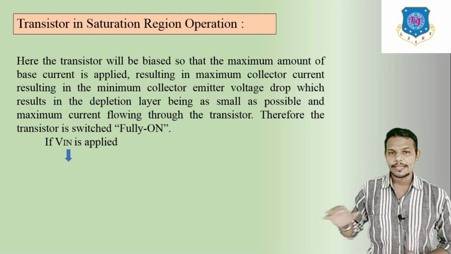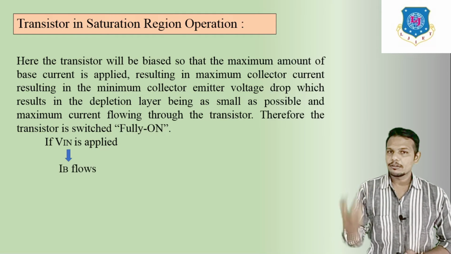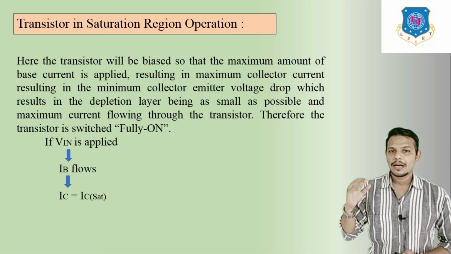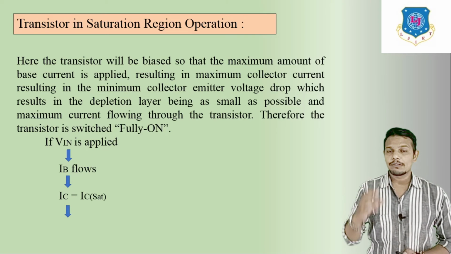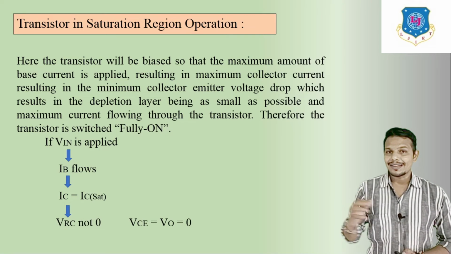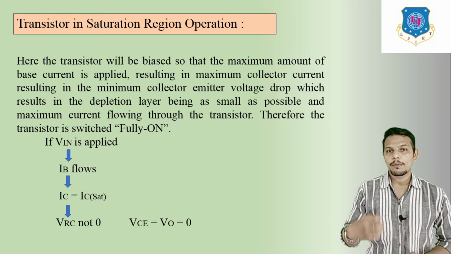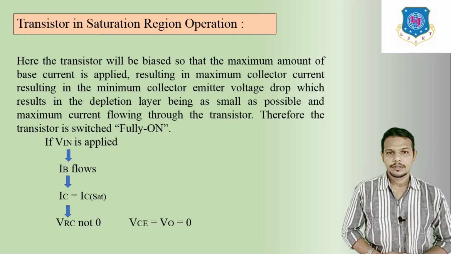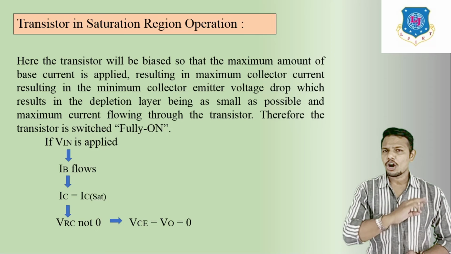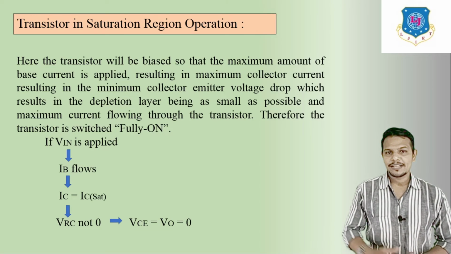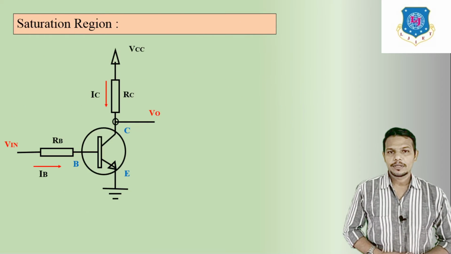seen. Here we can see, if we applied V in of any value, IB flows. If IB flows, that means IC becomes saturated IC. If IC is equal to IC saturated, that means VRC is not equal to 0. That means there will be a voltage drop across that collector resistance. That means if there is a voltage drop present, VCC is not equal to your output voltage. That means VCE is equal to VO is equal to, we can say, 0. So be specific.